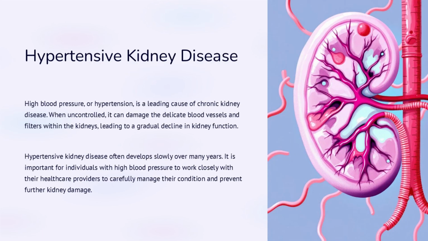Hypertension, or high blood pressure, is a major cause of chronic kidney disease. When blood pressure is not well controlled, it can damage the small blood vessels and filters inside the kidneys. This gradual kidney damage can lead to a decline in overall kidney function over time. It's crucial for people with high blood pressure to work closely with their healthcare team to effectively manage their condition. Proper treatment and monitoring can help prevent further kidney damage from occurring.